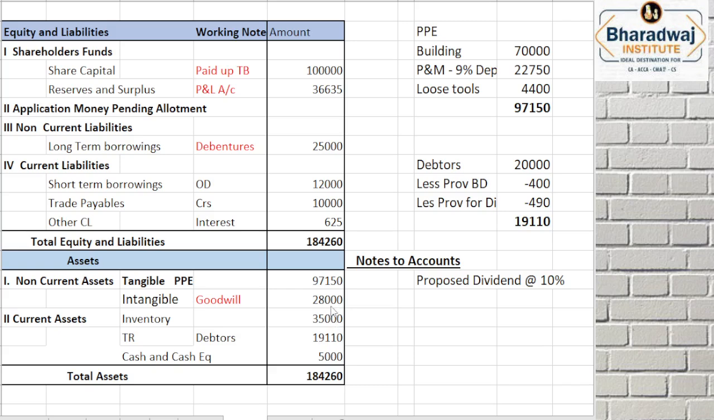Please go through question number 2. You can even start answering, no issues. Just analyze whether the item will come in P&L account or balance sheet, then we'll start solving.